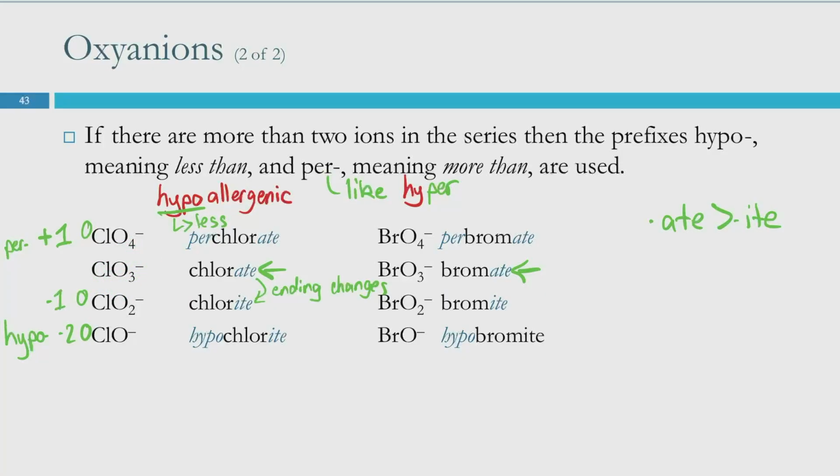So if you know the ate ending, you can add one, put the per prefix on there. You can subtract one to change the ending to ite. You can subtract another one to get to the hypo and ite ending. And this works for all of the oxyanions. So the one set of rules, plus one, minus two oxygens, applies for all of our oxyanions, assuming those oxyanions exist. So that kind of cuts out a reasonable number of things to memorize. Questions about oxyanions?